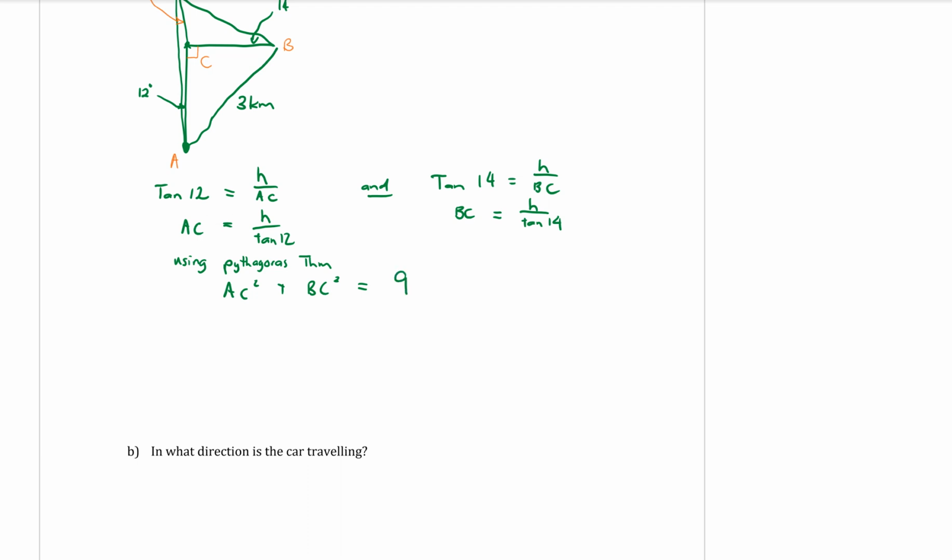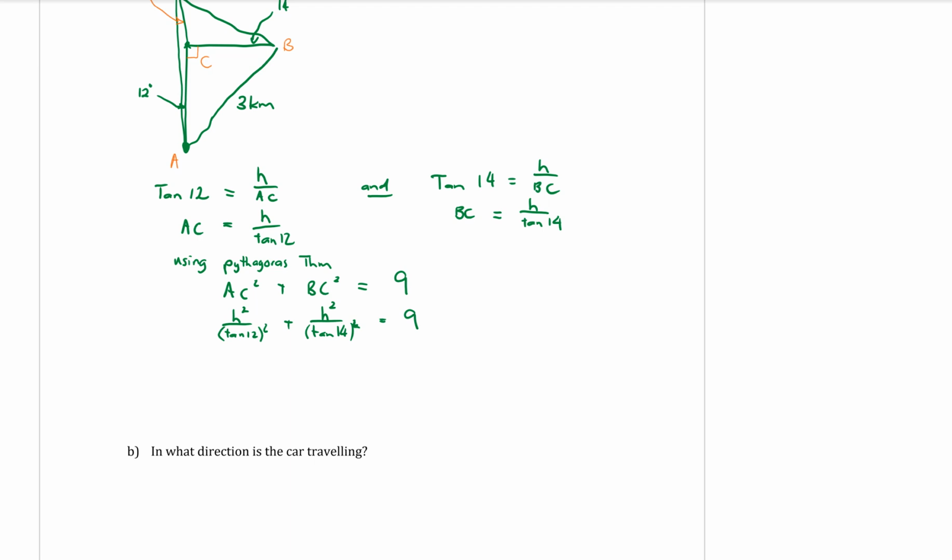So I've made an equation that relates the AC and the BC that I found, and we can sub those in. So AC was H over tan 12, and I want to square that, which means I have to square the top, and I have to square all of that tan 12. Then I'm going to do the same thing for BC. That was H over tan 14, and I need to square it, so square the top and square the bottom. And that's equal to 9.